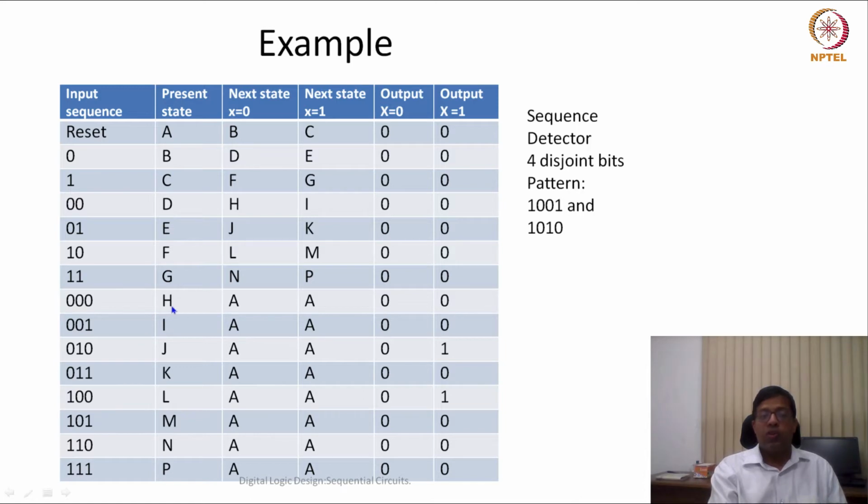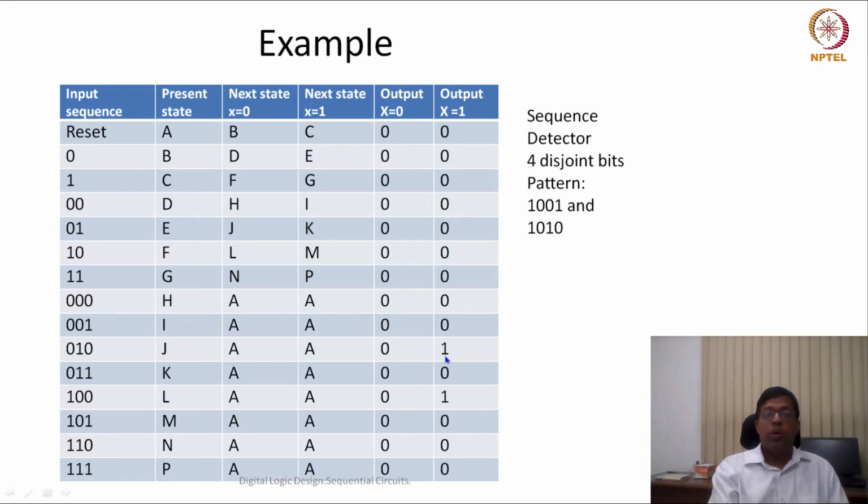So what is the significance of H state? H state means 0 0 0 has already arrived. Now if next is 0, then we are going to reset state, and if 1, then also we are going to reset state, but the output in both cases is going to be 0. Similarly for I state, 0 0 1 has already arrived. Now if another 0 will come, we have to go to A state, and similarly if next input is 1, then also we have to go to A state, but the output is going to be 0.